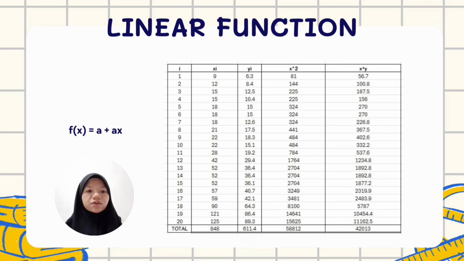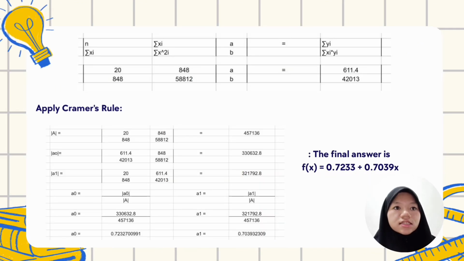The general function of linear is f(x) equal to a0 plus a1x. From the data, we need to find x squared and x multiply y. Next, this is how we calculate to find the linear equation by using the least square method. First thing first, we apply what we calculated on the previous slide to the formula. Then we apply Cramer's rule until we get a0 and a1.